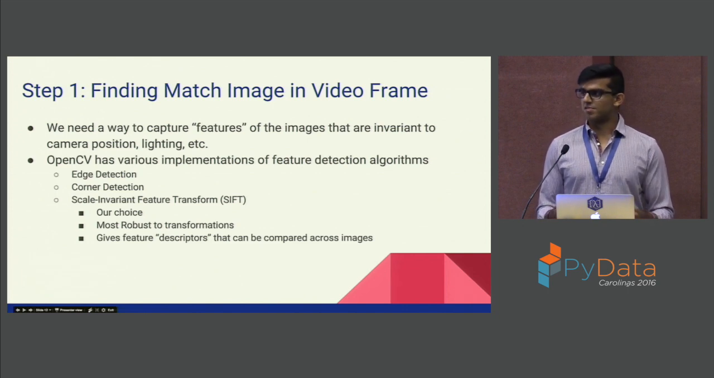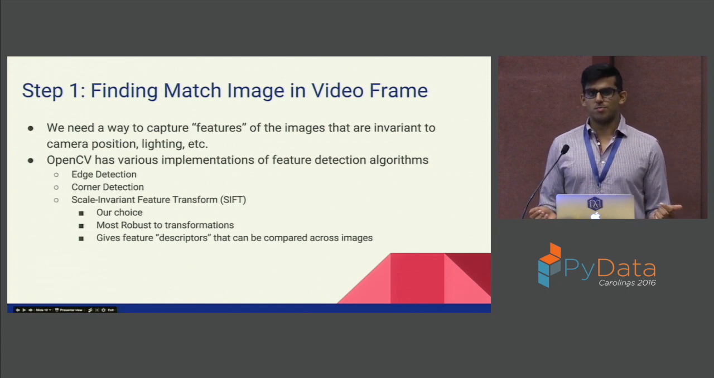So OpenCV provides a lot of different feature detectors. Some of these are edge detection and corner detection, but these aren't really what we want because they're not really robust or descriptive. We can't match corners that are found because it's just finding corners. So we want features that are descriptive.